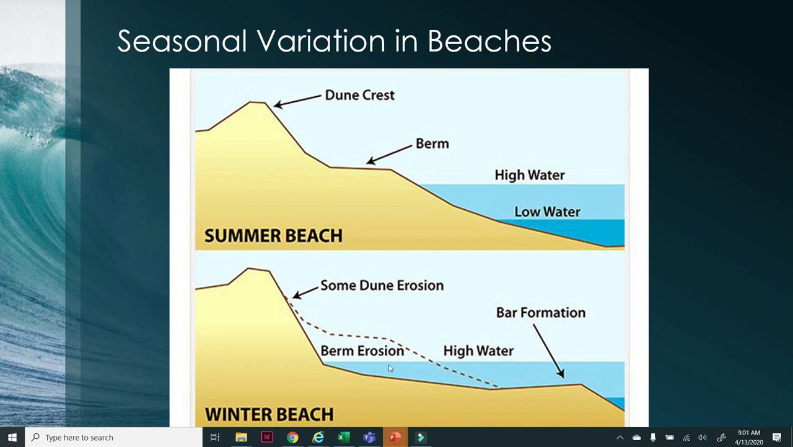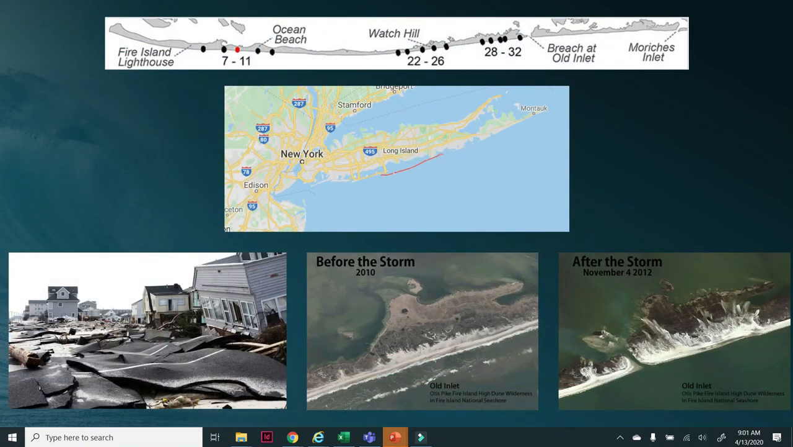So that water can reach straight up to the dune. Quite often we have damage to the dune because of that, so we have dune erosion. So this is a typical pattern that we see in beaches around the world. And I'm going to show you an example of what this looks like right here from the United States.